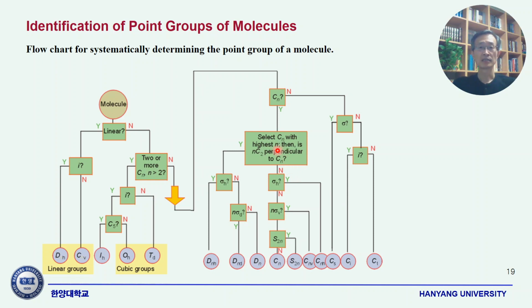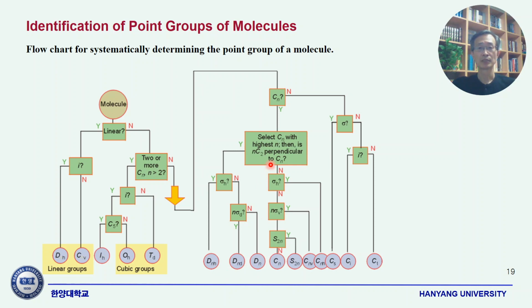Okay, and then if there is a Cn axis of rotation, it asks if there are n C2 axes perpendicular to Cn. If yes, and if there is a sigma h plane, then Dnh case. If not, if there is sigma d, yes, that's Dnd, and if not, then that's Dn. So these are the D Schönflies symbols.